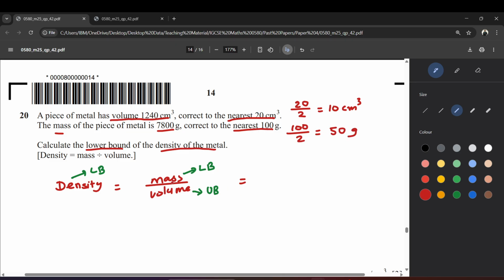So now for the mass, we need the lower bound. So 7800 minus 50, divided by 1240 plus 10, which is 1250. So that gives us 6.2 grams per cubic centimeter.